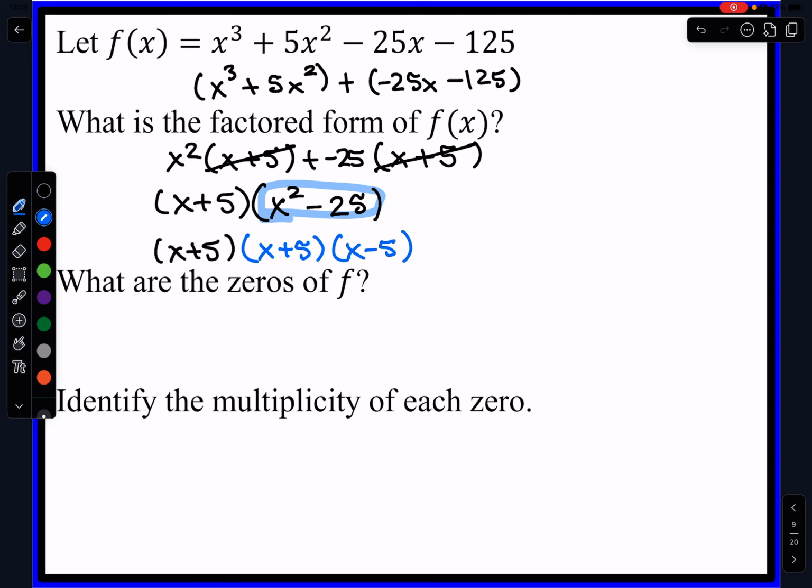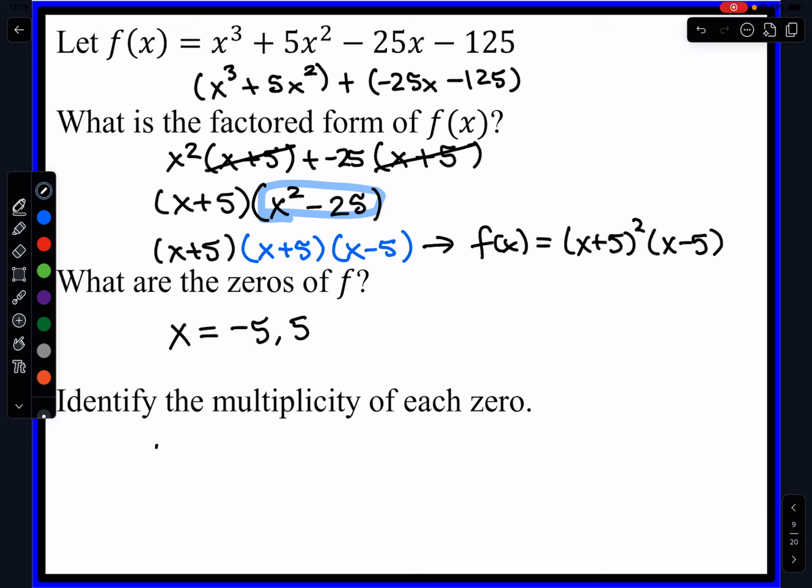So the complete factored form of this would be f of x equals x plus 5 to the second power, since I have 2 of them, times x minus 5. Which means that our x-intercepts will be negative 5 and positive 5. Which then implies that the multiplicity of negative 5 is 2, and the multiplicity of positive 5 would be 1.